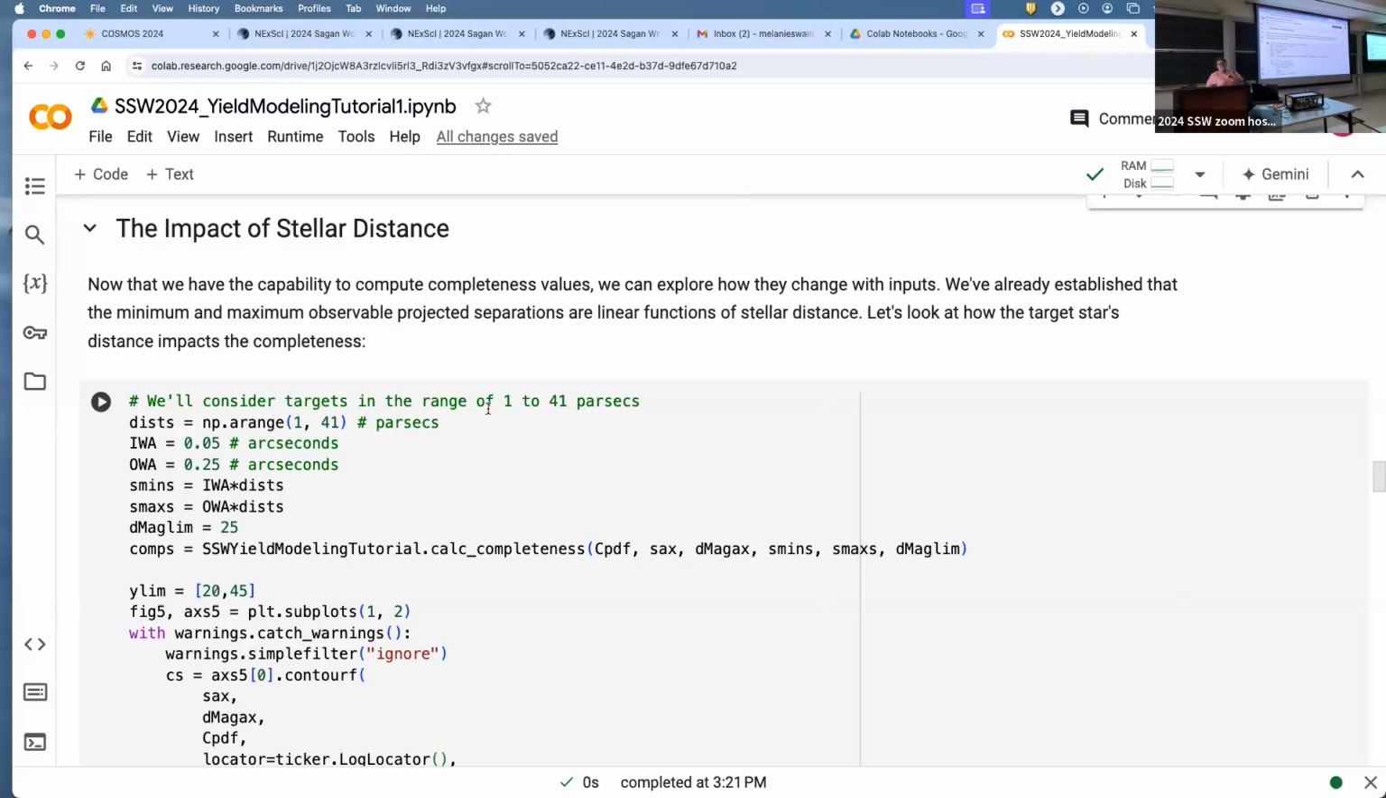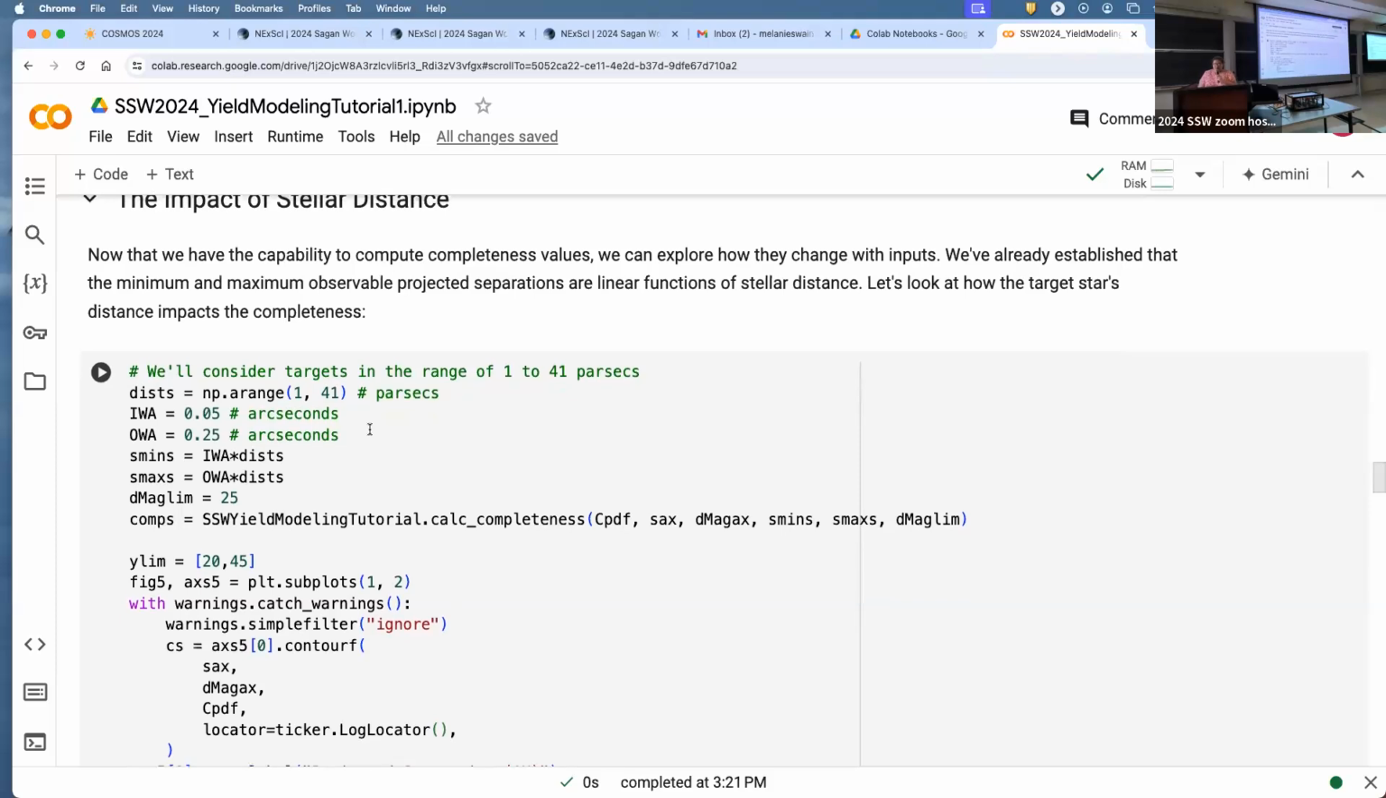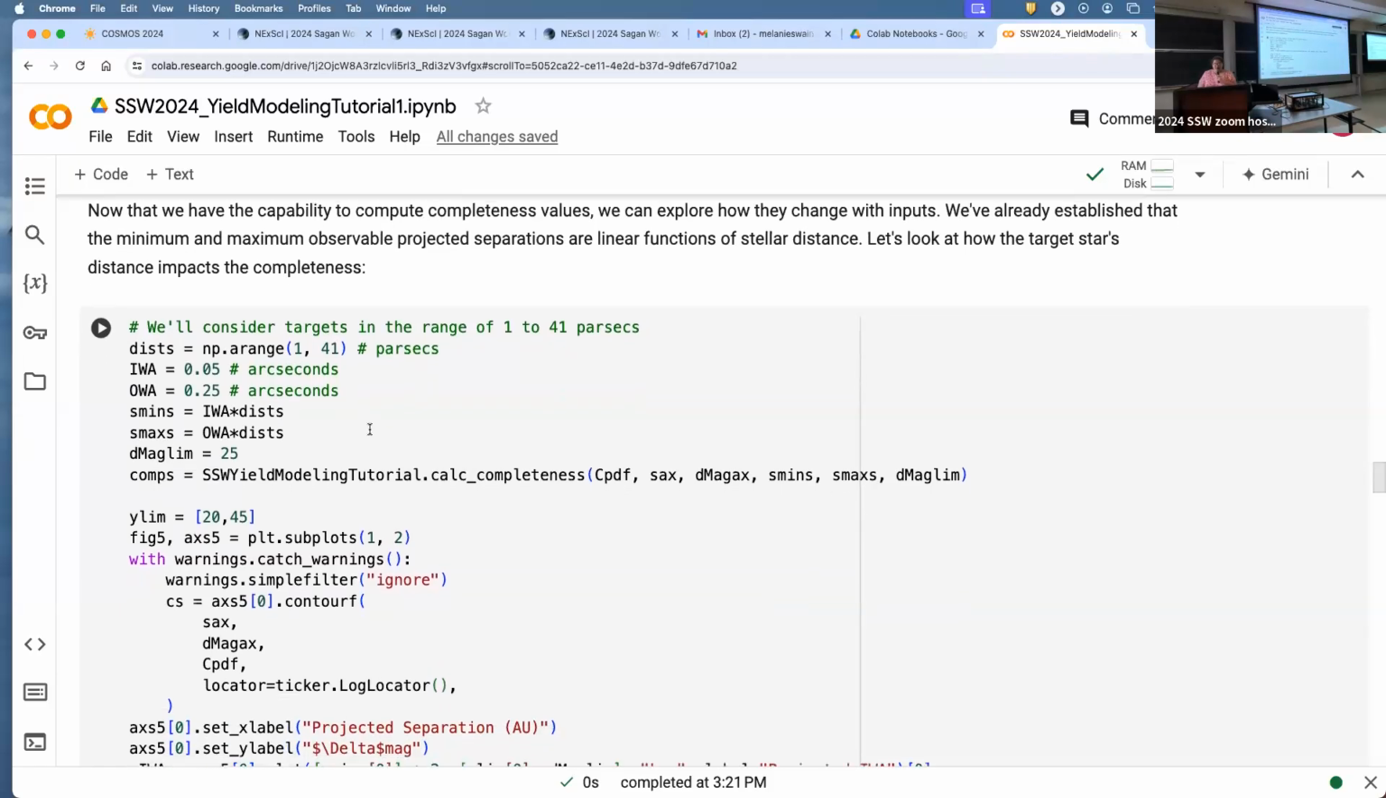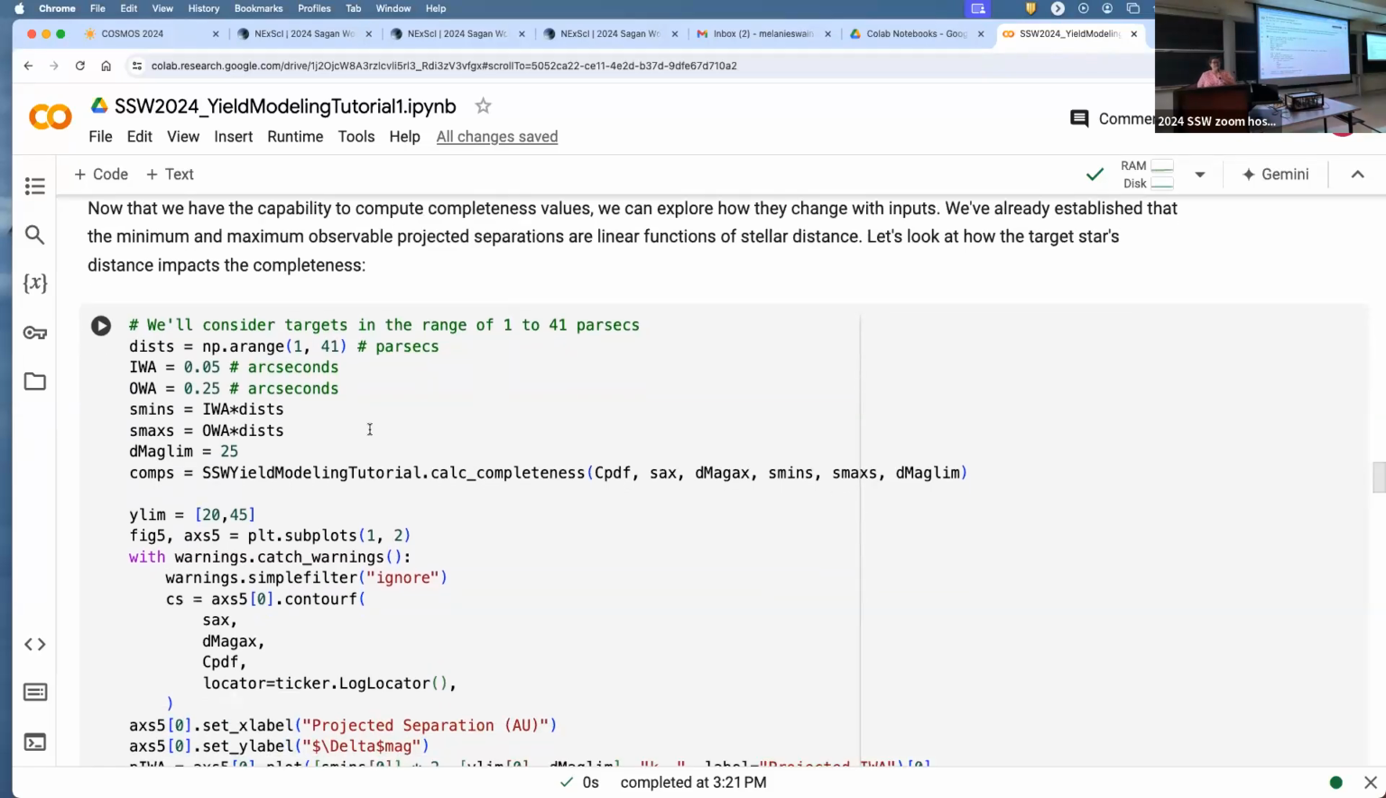Now that's just the completeness for a single star. And you've got to be asking yourself, what about other stars, closer stars, farther stars, brighter stars? So let's take that on in the next section. The first thing that we're going to look at is stellar distance, right? Because that will change our projected inner and outer working angles. So we're going to look at the target star's distance, and we'll look at a range from 1 to 41 parsecs.